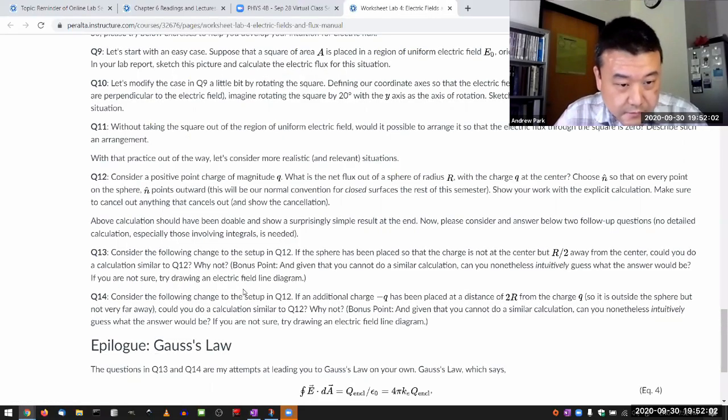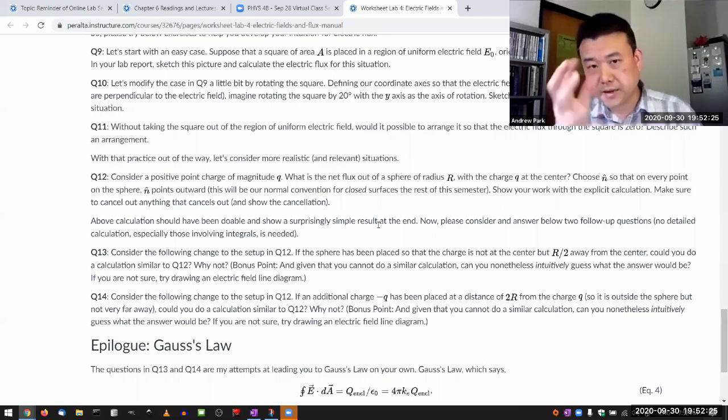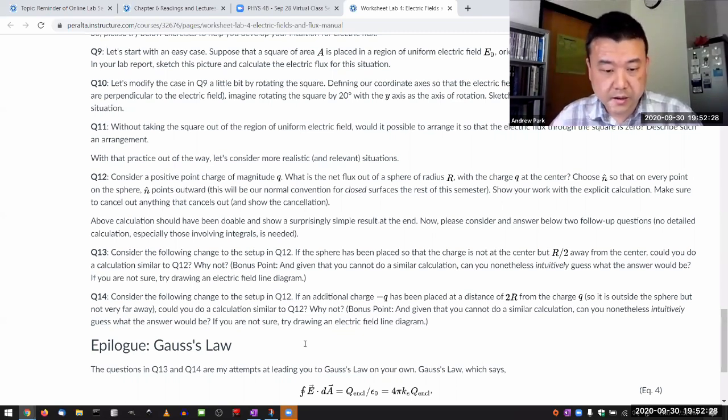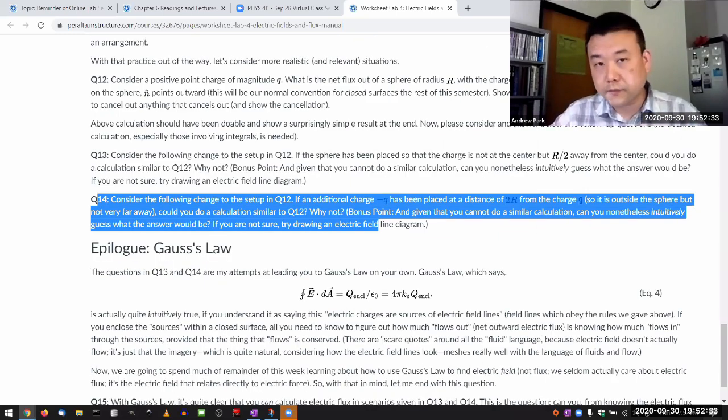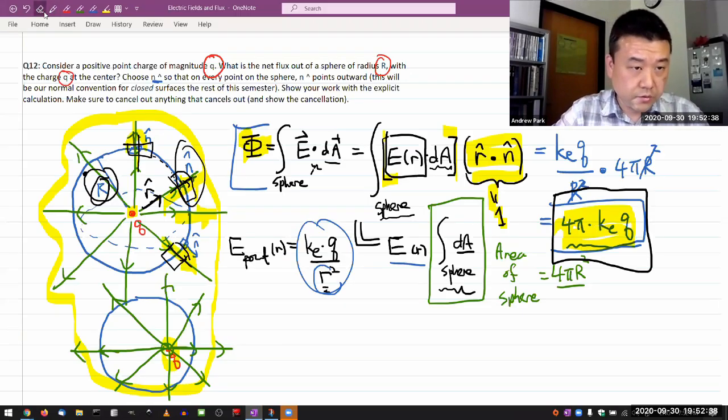I guess I'm jumping to the epilogue there. Should I do question 14? Let me do question 14. I think I can do question 14 exactly as stated, and a slightly modified version. And I think I can use that to continue to build this intuition for the connection between electric field lines and flux, and how that relates to Gauss's law. So let me draw this picture.